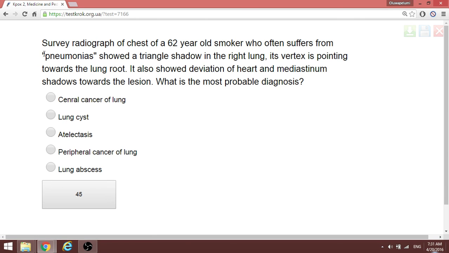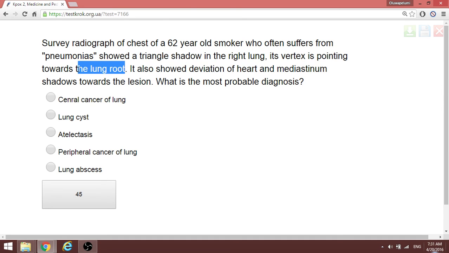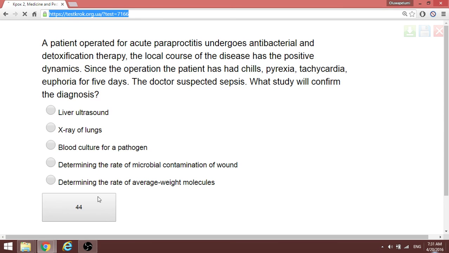We have a patient that has been suffering from pneumonia, showed a triangle shadow in the right lung, towards the lung root. He has been smoking. If they tell you that an old person has been smoking, most of the time they started smoking a long time ago. So it showed deviation of the mediastinum towards the lesion. So what is most likely? The answer is central lung cancer. However, in some instances you have a similar description and the answer is peripheral lung cancer, but in such instances I've also noticed that central lung cancer is not in the options.